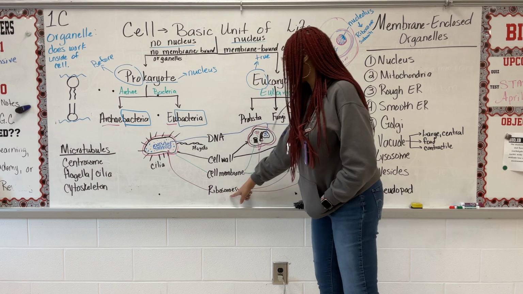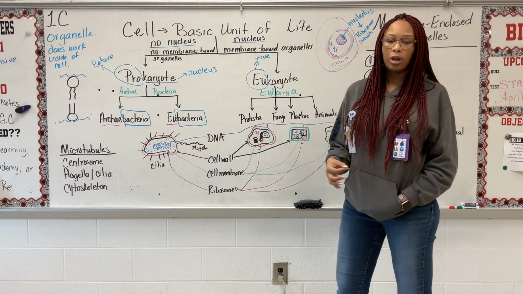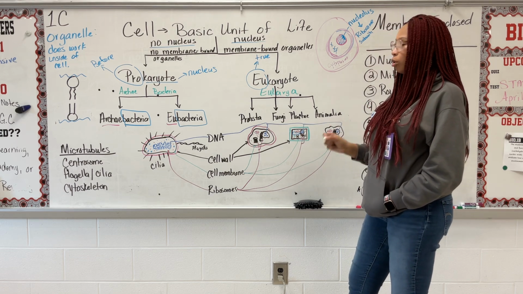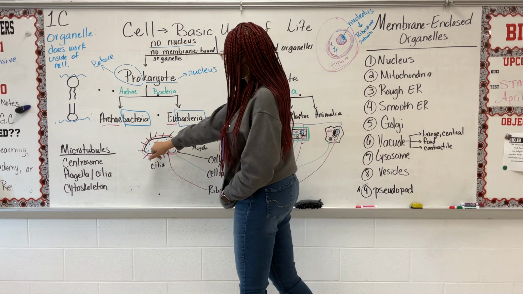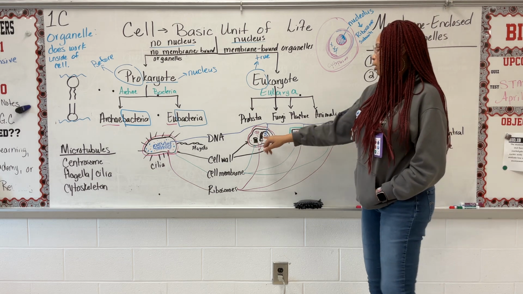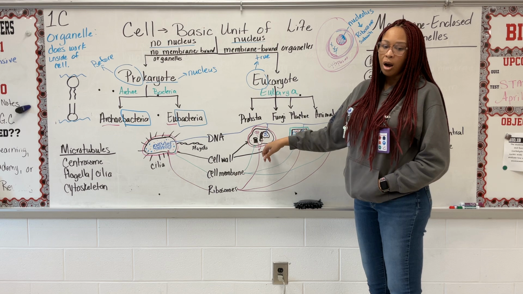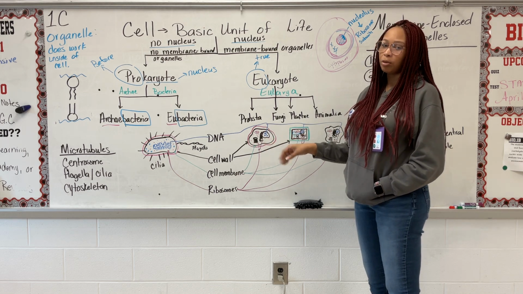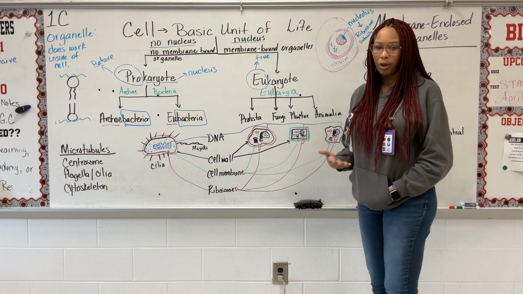And again, all cells will have ribosomes because ribosomes make protein. DNA is transcribed to RNA in the nucleus. That RNA is then translated to a protein at the ribosomes, okay? In prokaryotes, the ribosomes are going to be in the cytoplasm. In eukaryotes, you're going to have ribosomes in the cytoplasm and attached to the rough ER. Cells that have chloroplasts will have their own ribosomes, and mitochondria also have their own ribosomes, okay?